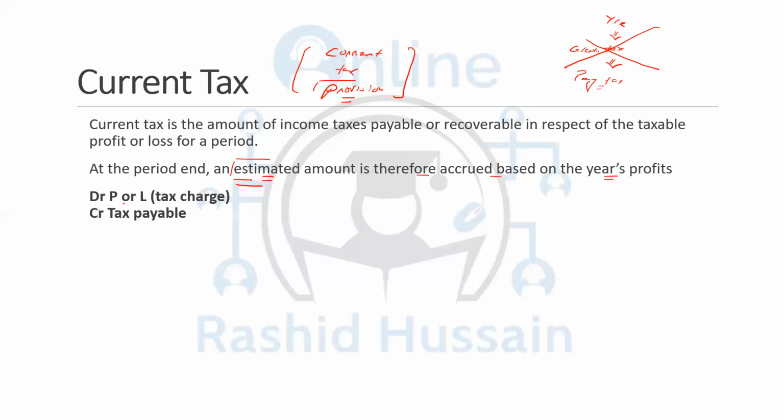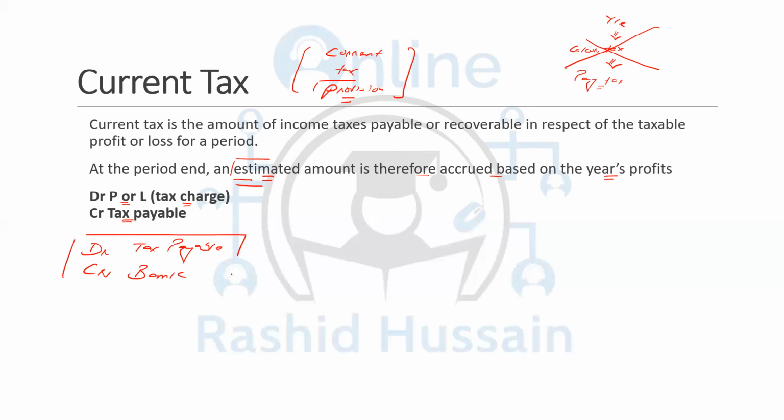Now, simply means that when you have estimated your tax, you will be recording it in your financial statements. Debit profit or loss. This simply means recording the tax as an expense within the statement of profit or loss. And credit goes to the tax payable. And when you're paying this tax, the next double entry would be debit tax payable and credit bank.